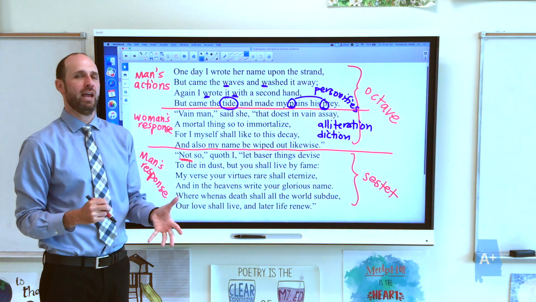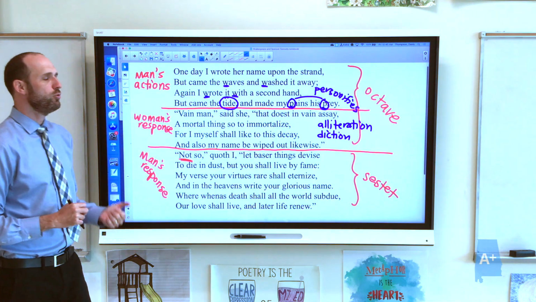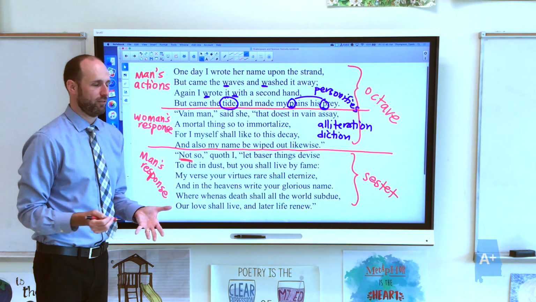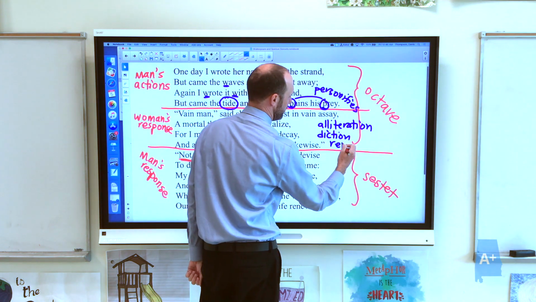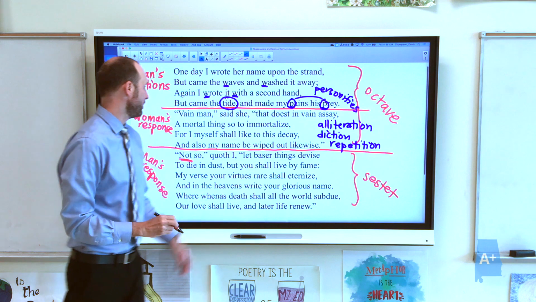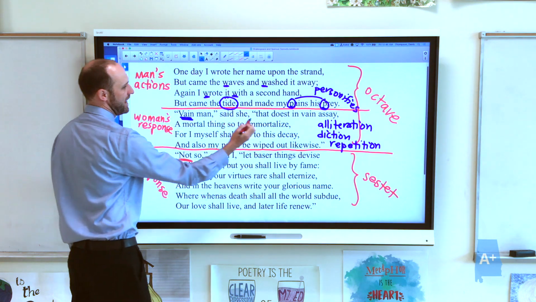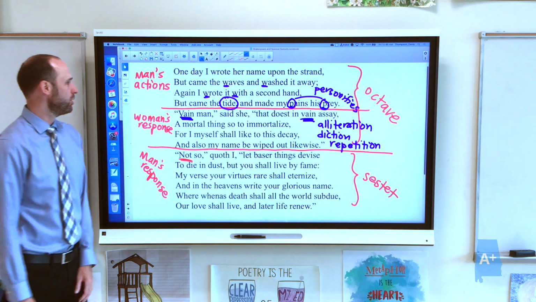He's writing her name, and then that's taken away, but then he writes it again. And you would think that she would be appreciative of his efforts, but she is not. Instead, we see another technique of poetry, and not just poetry, but prose as well, which is repetition. She uses the word vain twice, right? And she critiques him. She's not impressed.